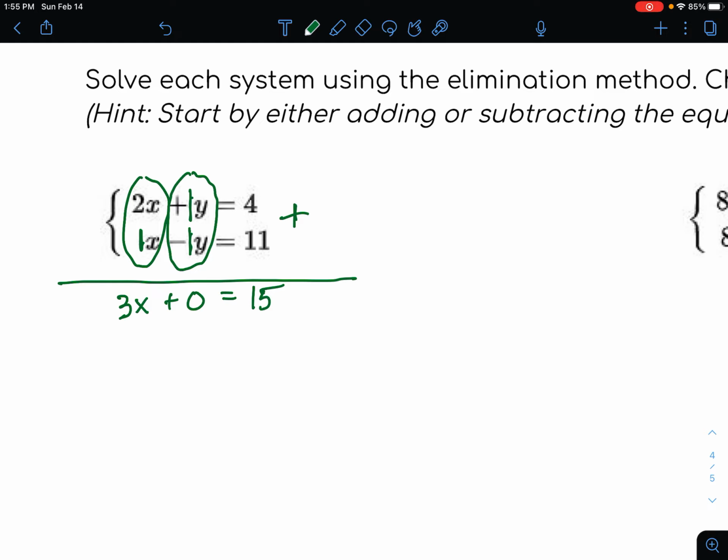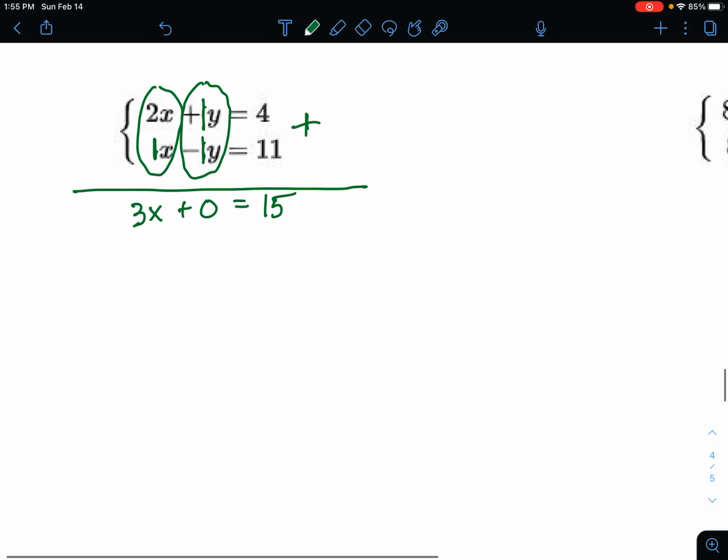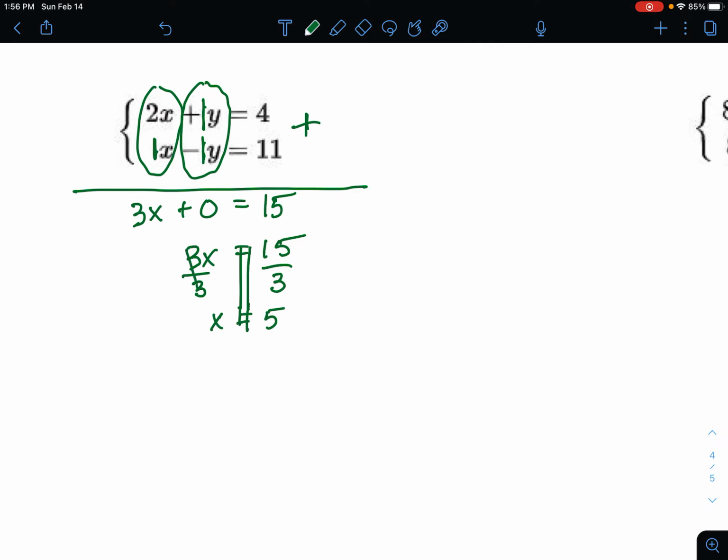All right, so what we really have here when we add the equations together is 3x plus 0 equals 15. In other words, 3x equals 15. And now it's just a quick undoing of that multiplication. 3 times what equals 15? By dividing by 3, 3 times 5. So x is equal to 5.